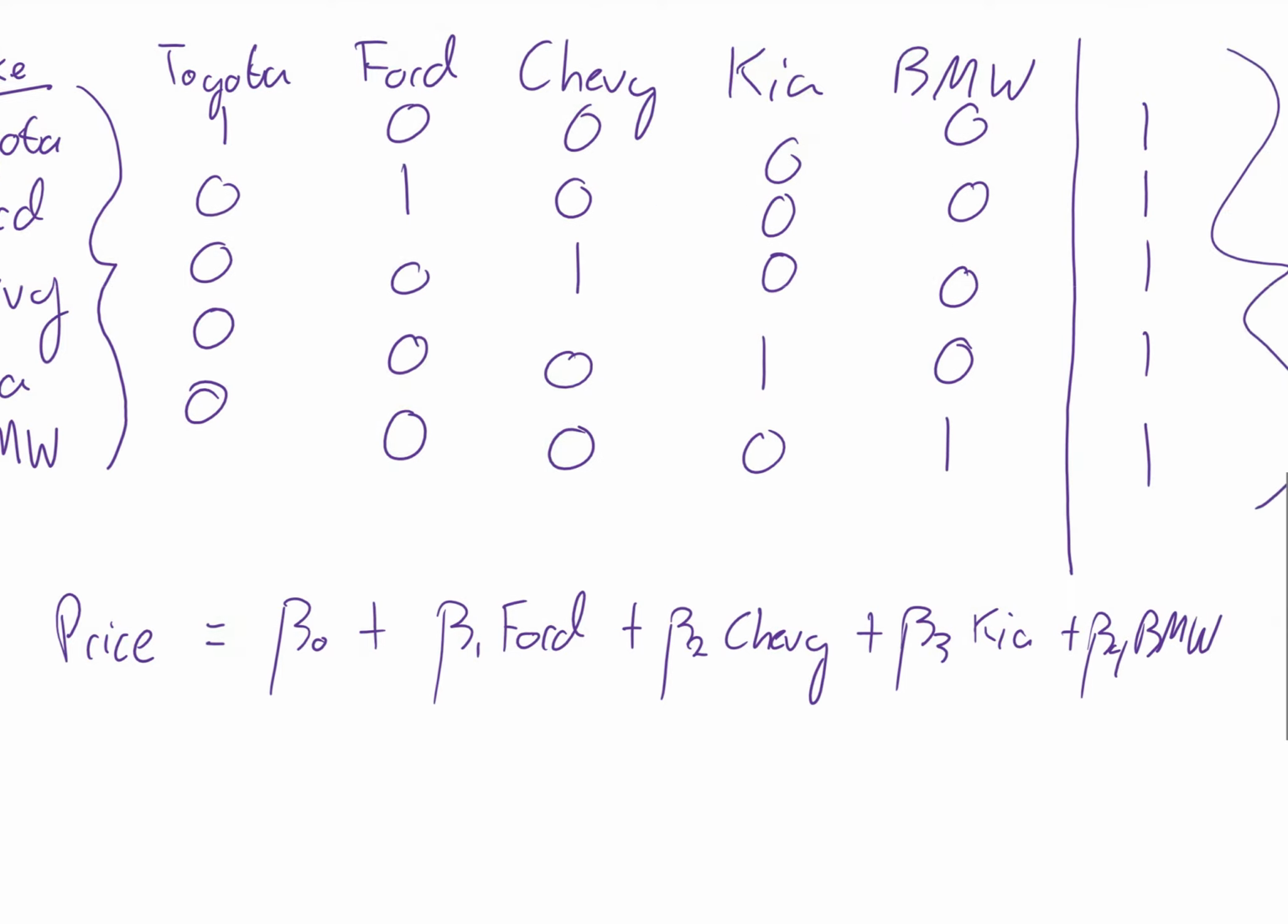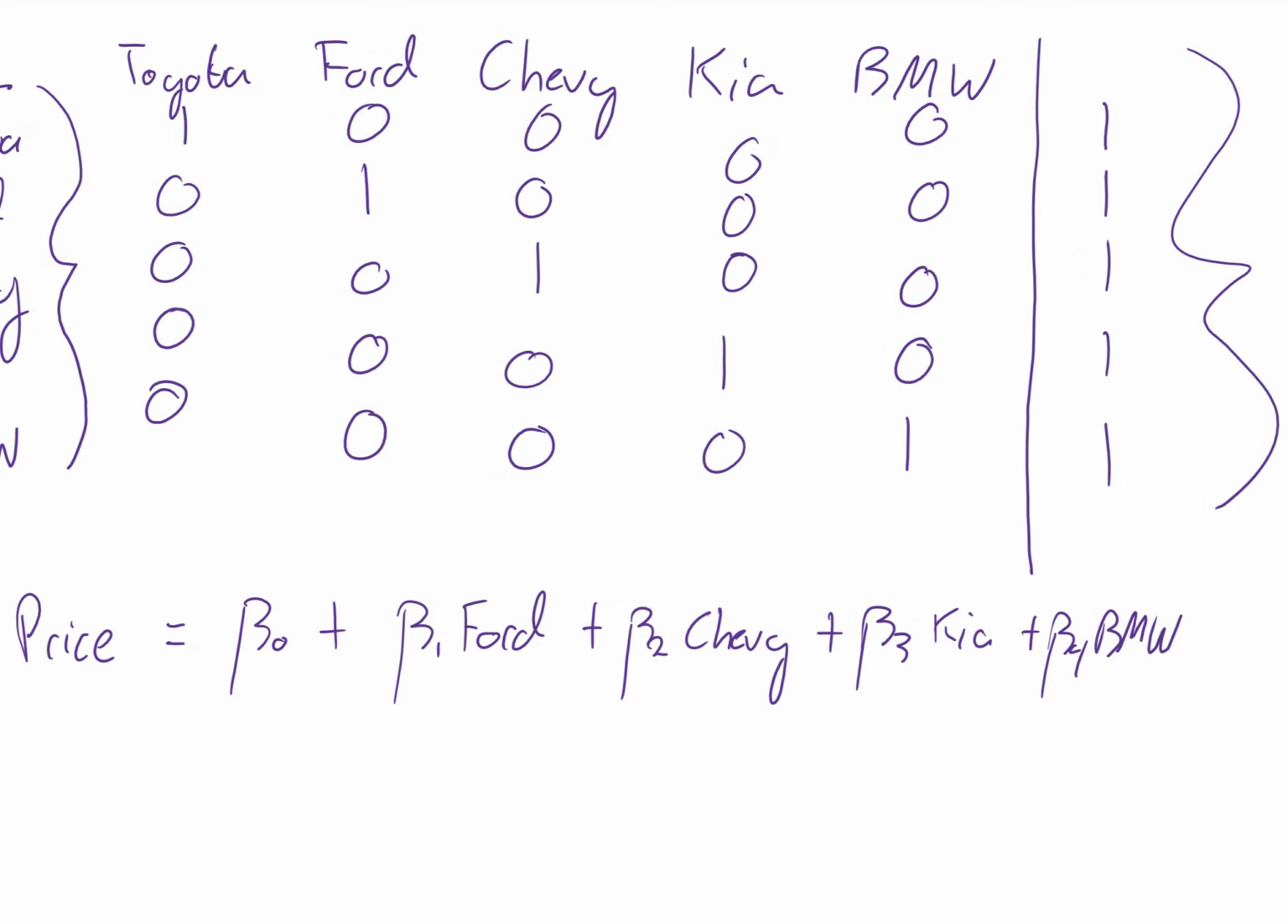Okay, so for this case, we would be omitting Toyota, and Toyota would be our base category. In other words, that is what beta 0 is kind of taking on. So let's kind of prove that in action.